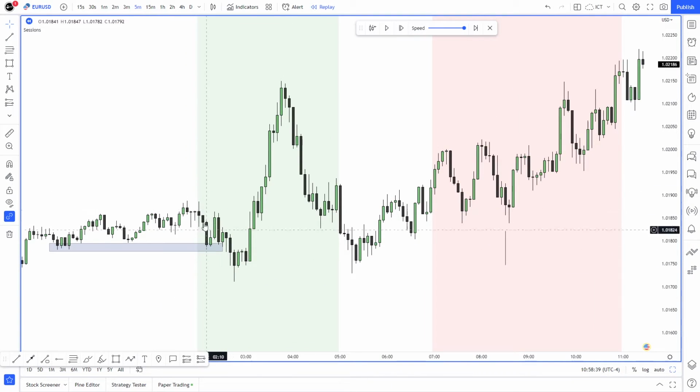So what do we have? London swept equal lows, approximately equal lows, and then aggressively starts going higher, right? Fair value gaps all over the place. The price comes back lower, respects here, and starts going higher. But there's another fair value gap here.